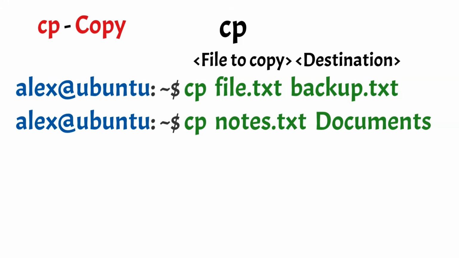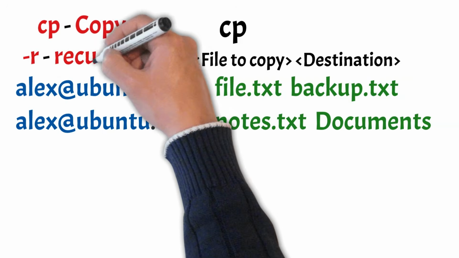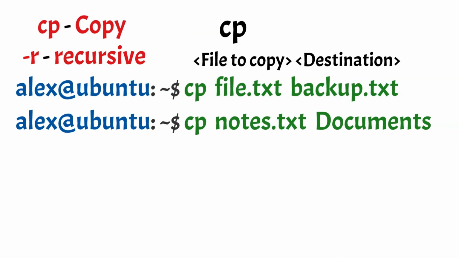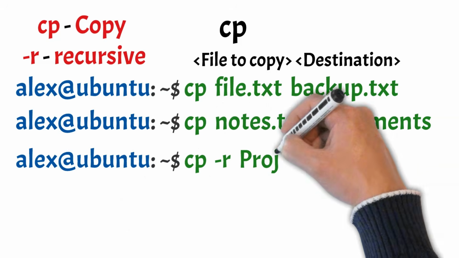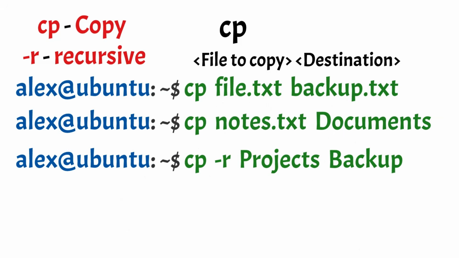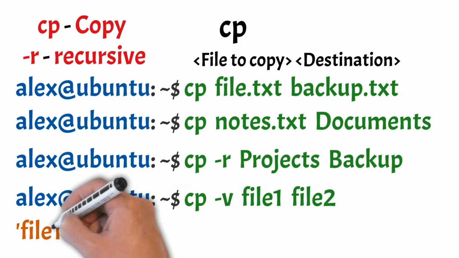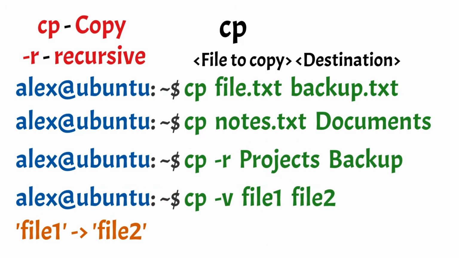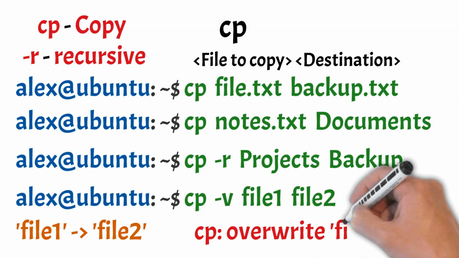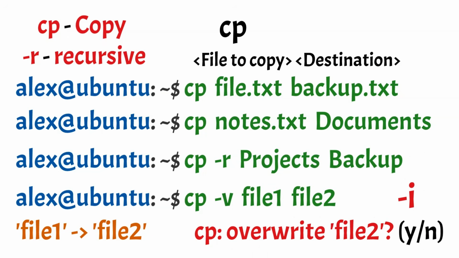To copy entire folders with all their contents, you'll need the -r flag, which stands for recursive. Here, we're copying the whole projects folder into backup. Adding -v shows which files are being copied, which is helpful for tracking what's happening, and the -i option will ask before overwriting anything, giving you a chance to confirm. As you can see, the cp command has many different usages and can be fairly versatile.